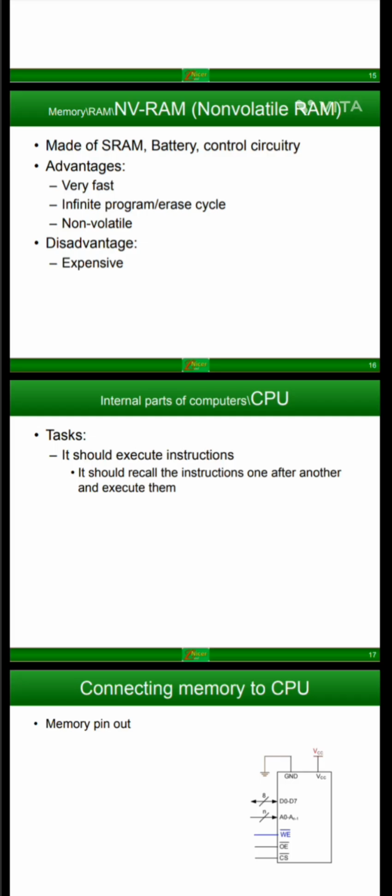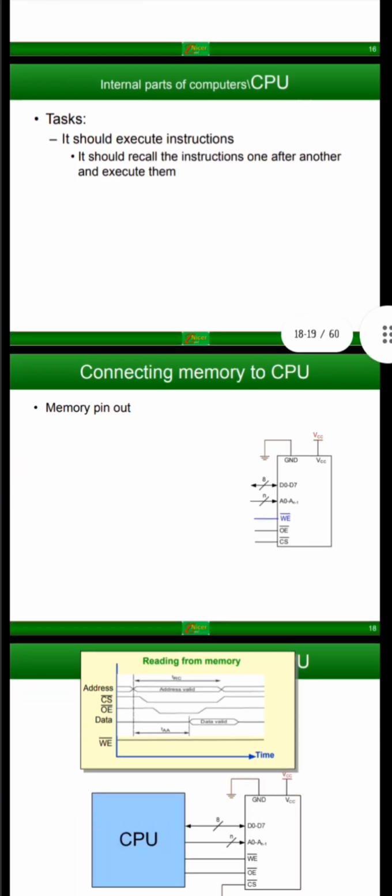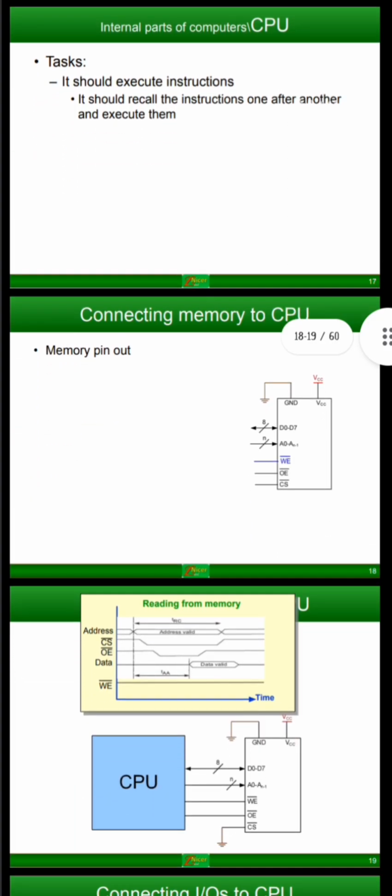Its disadvantage is that it's very expensive. Internal parts of computer, CPU tasks: it should execute instructions. It should recall the instructions one after another and execute them. Then we have the connecting memory of CPU. This is a memory pinout of a CPU.